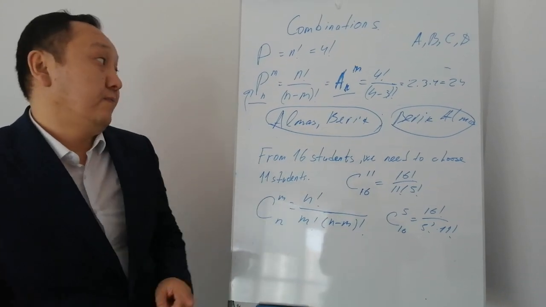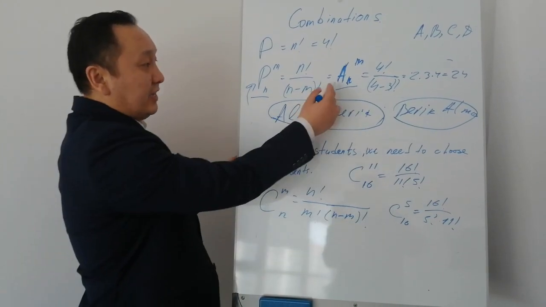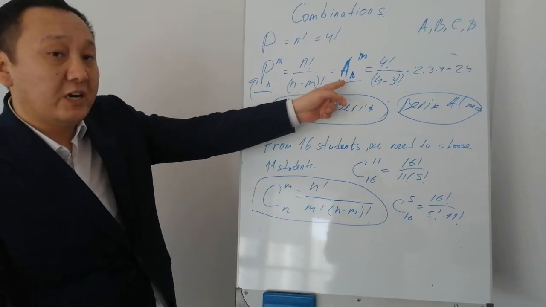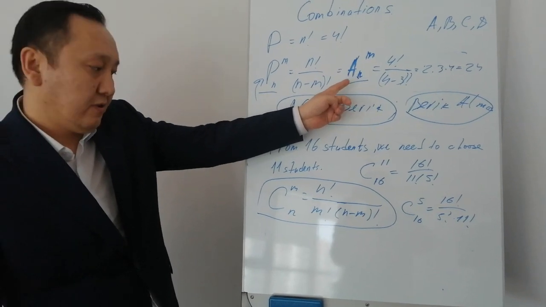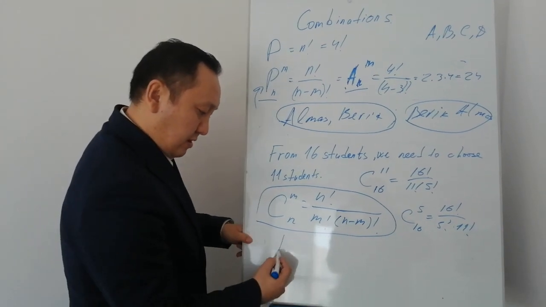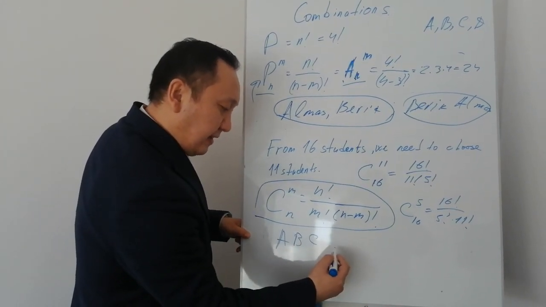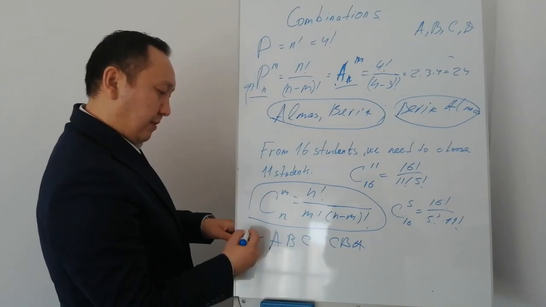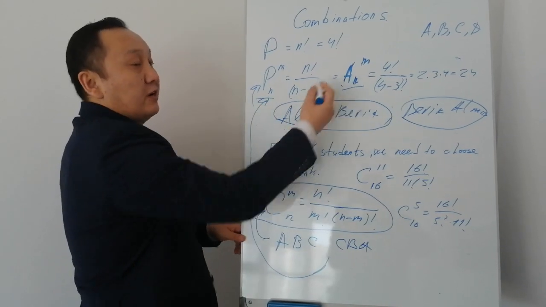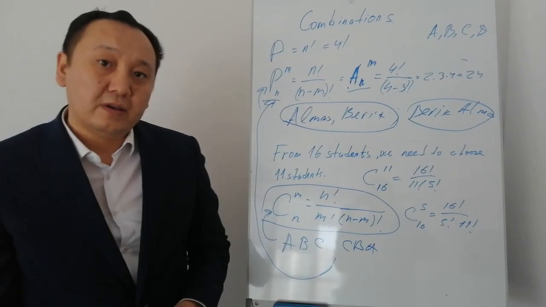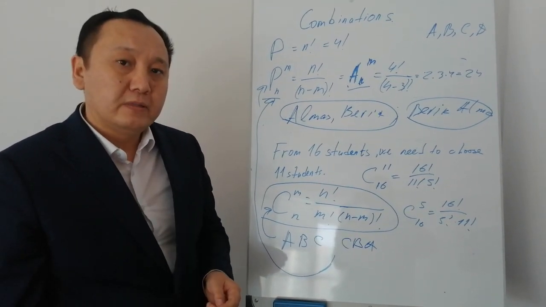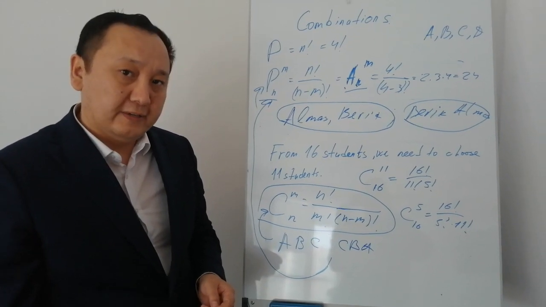So the main thing, again, I'm going to repeat: between arrangements and combinations, for arrangements the order is important. For combinations, the order is unimportant. So again, there is no difference between ABC and CBA for combinations. But there is a difference between ABC and CBA for permutations or arrangements. So this is the main thing. When to use P or C, you should take from the meaning of the task. That's all.